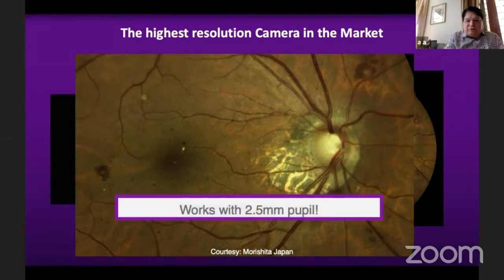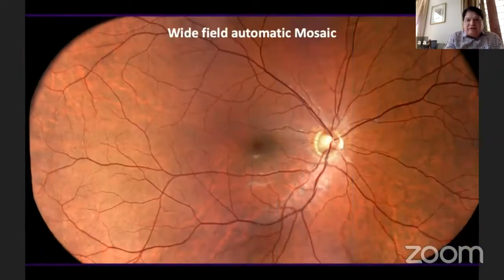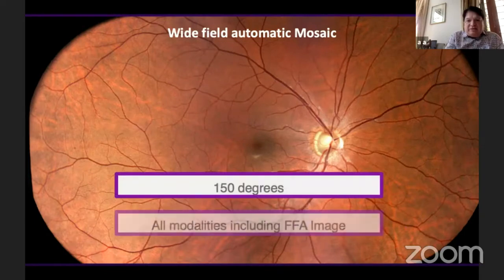Now it works with a 2.5 millimeter pupil. That's where it helps, because your junior or your assistant can create these images and send them to you on your laptops or on your desktops. Automatically you can mosaic a wide field. I cannot compare with Manoj's pictures, but I think this is reasonably good for the cost, which is less than half the cost of what Manoj paid for Daytona. And this is 150 degrees, which is more than enough.